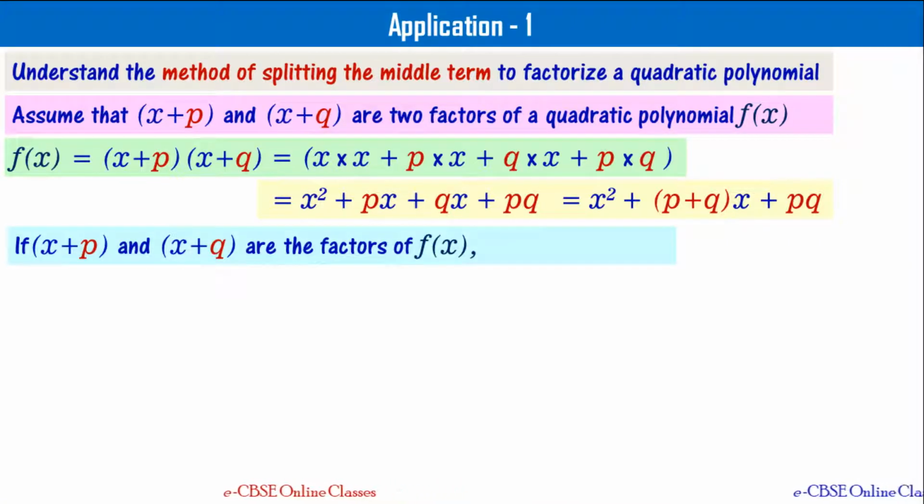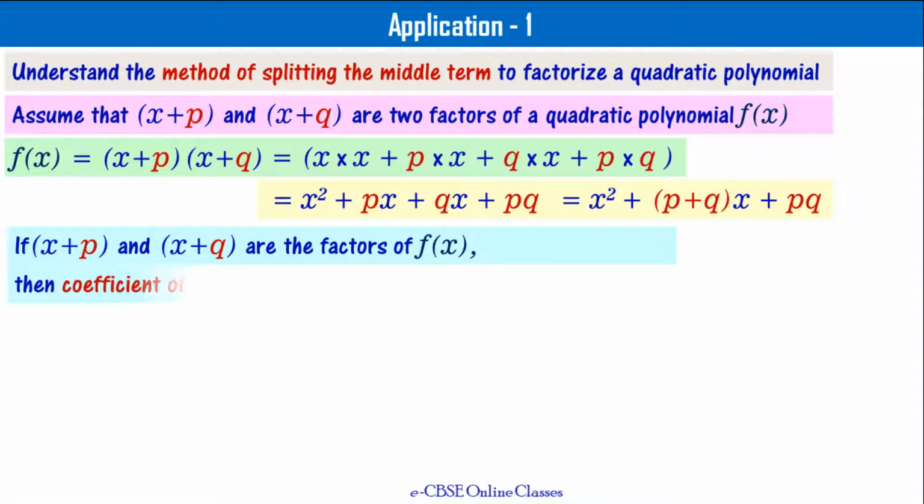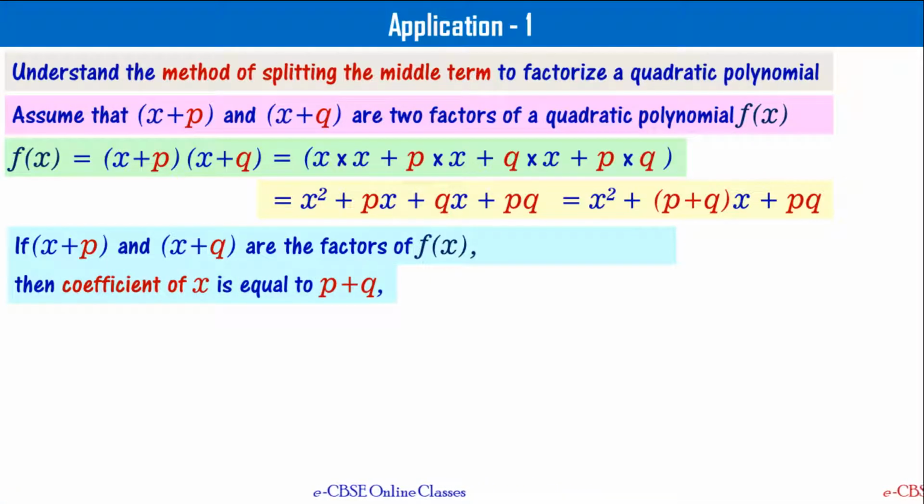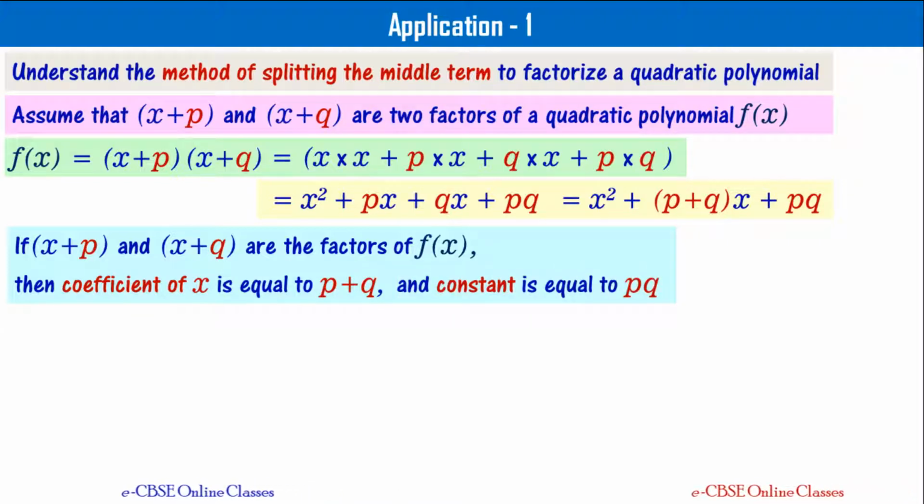From this expression, when you observe, you can say that if x plus p and x plus q are the factors of f of x, then coefficient of x is equal to p plus q and constant is equal to pq, right? This is what you learn by looking at the expression.